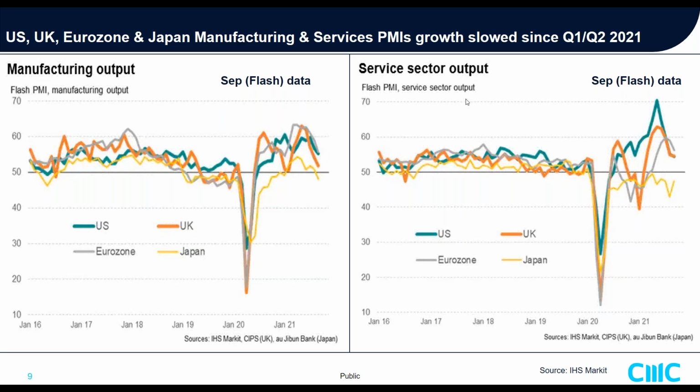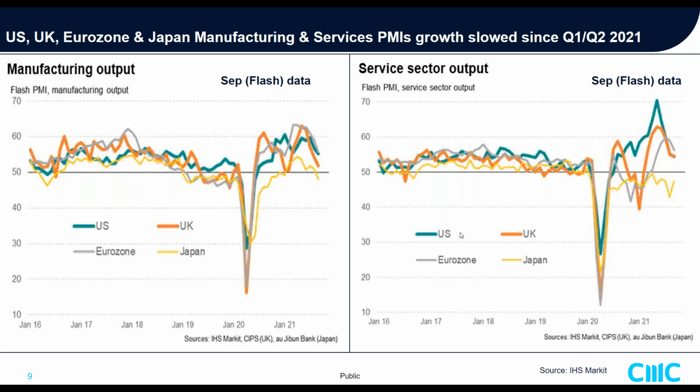Another economic indicator will be the services sector. Service sector output has also declined massively, not in terms of magnitude, slightly less compared to manufacturing, but it also declined quite remarkably as well. And Japan continues to be in contraction mode.